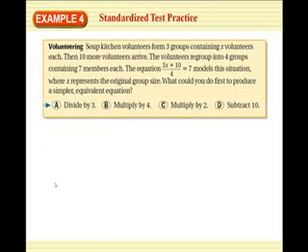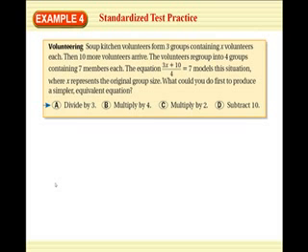Example number 4. Volunteering. Soup kitchen volunteers form 3 groups containing x volunteers each. Then 10 more volunteers arrive. The volunteers regroup into 4 groups containing 7 members each. The equation (3x plus 10) divided by 4 equals 7 models this situation, where x represents the original group size. What would you do first to produce a simpler equivalent equation?